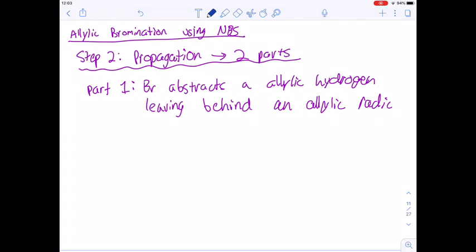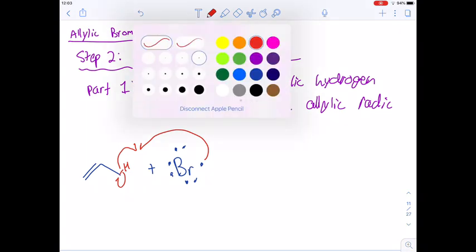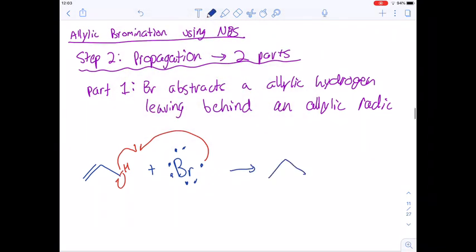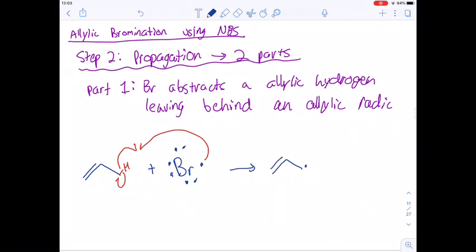Okay, so now I'm going to erase and go ahead with my example. The alkene chain that I'm going to use is just a simple propene, and we're going to react it with the radical Br. The Br is going to pull off an allylic hydrogen. So the H is going to come here. One electron is going to come and make the bond with Br, and the other one is going to return to the molecule. So your product is going to look like this.